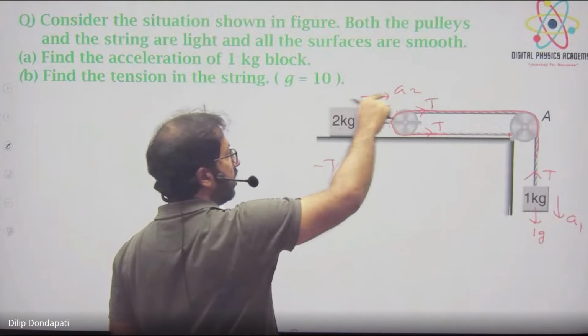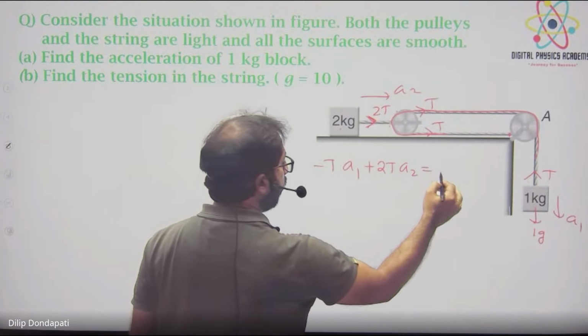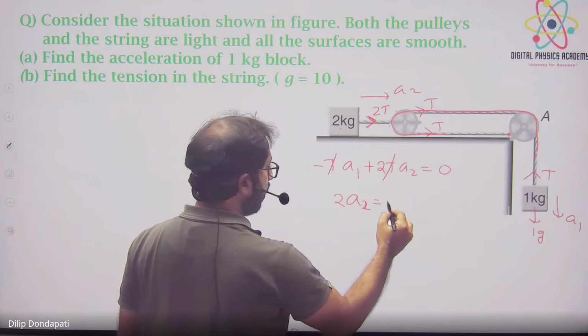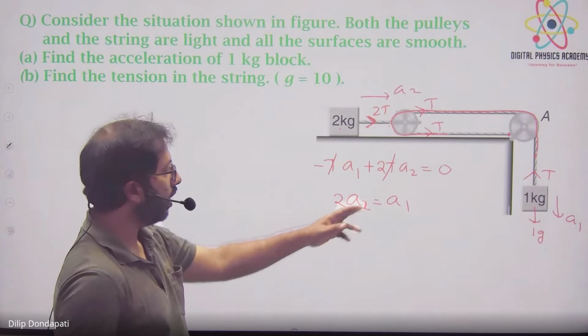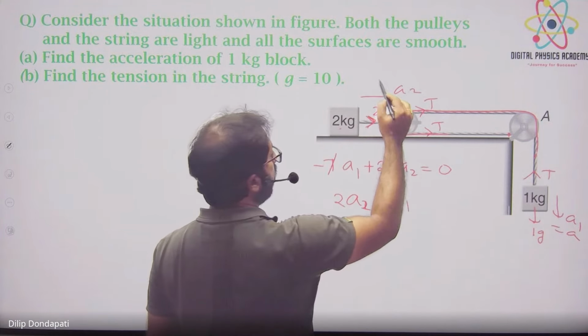Yes, correct. Here देखो force and acceleration are in the same direction. 2T into A2 is equal to 0. So acceleration of 1 kg block will be 0. No, why 0? I did a mistake. देखो 2A2 is equal to A1, right? So अगर A1 as A ले लो, so इसका acceleration will be 2A.